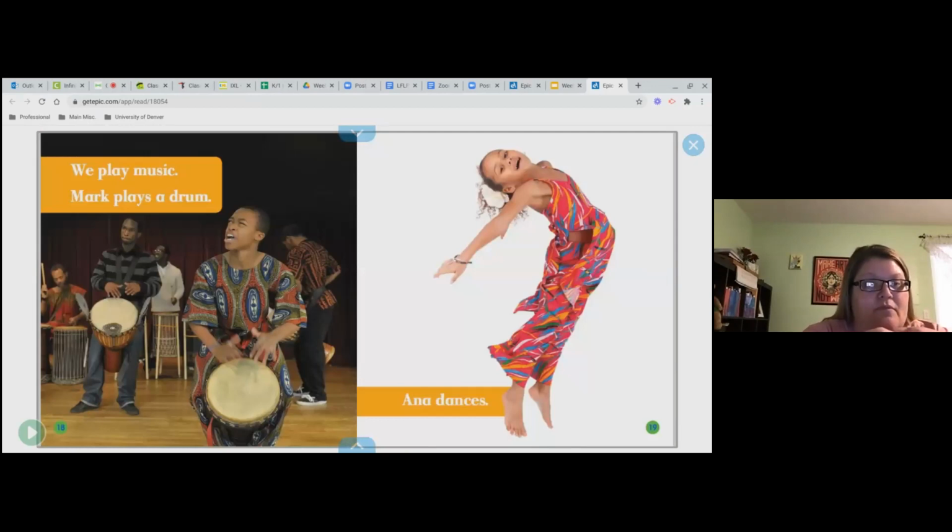Roya, there are 2 events that happen during Kwanzaa. We play music. Mark plays a drum and dances. Roya, what are the 2 events that happen during Kwanzaa? Don't forget to unmute, Roya.